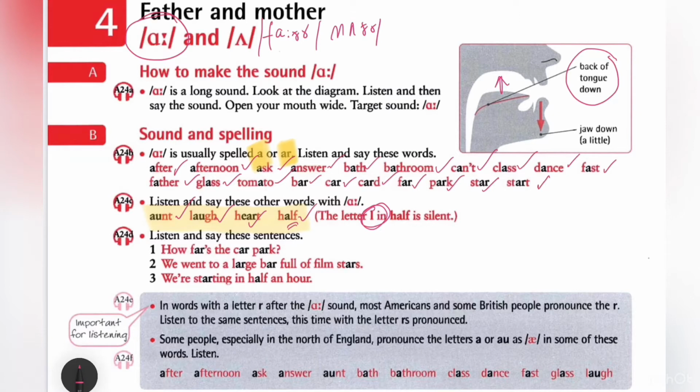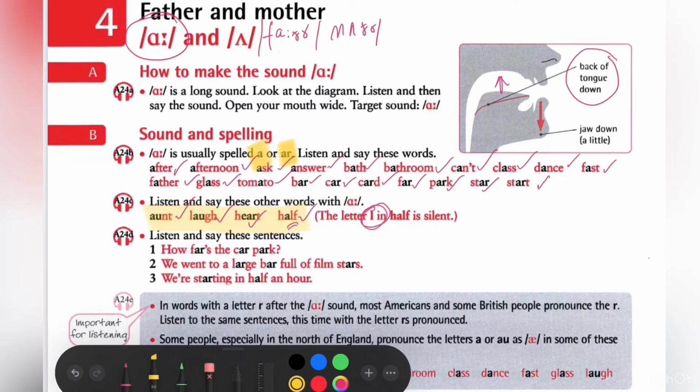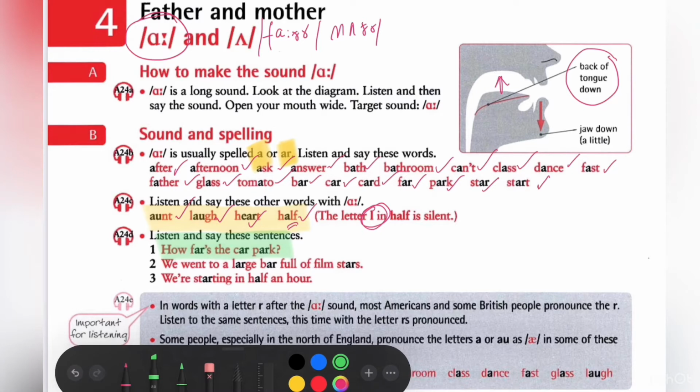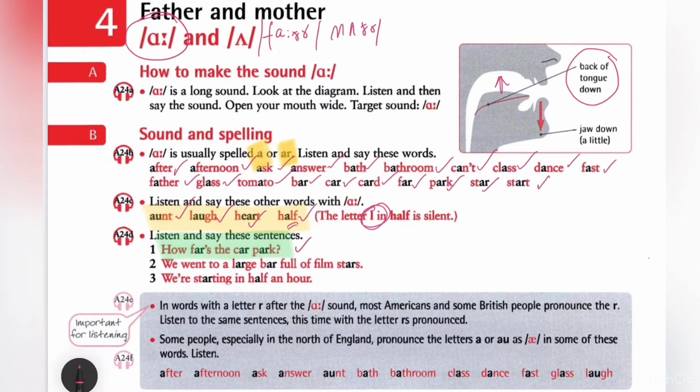You don't produce it. So let's put these words with O, with long sounds, or with A, inside of a context, inside of a sentence. So you can say, how far's the car park? Okay, let's see if you can say it. How far's the car park? Yes, try to repeat it. How far's the car park?